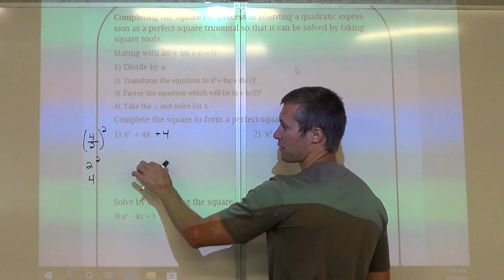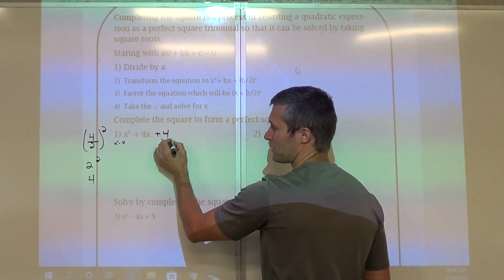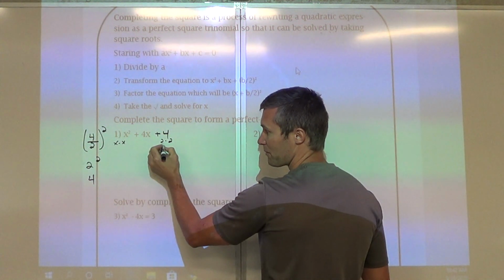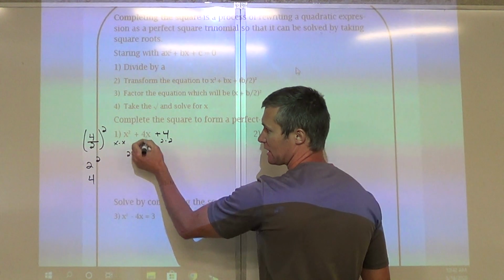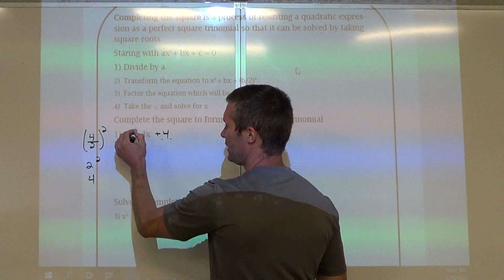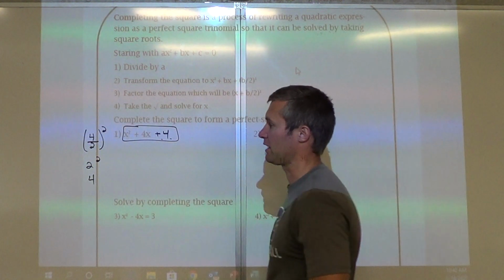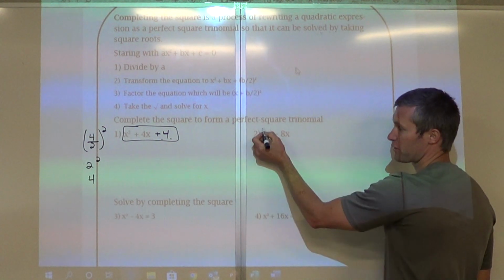And now this is a perfect square trinomial. x times x, this is 2 times 2. And then if you remember, 2 times x is 2x, times 2 gives me 4x. So this is a perfect square trinomial. So this right here is my answer. Now for the next one, same thing, we want this first number to be 1.